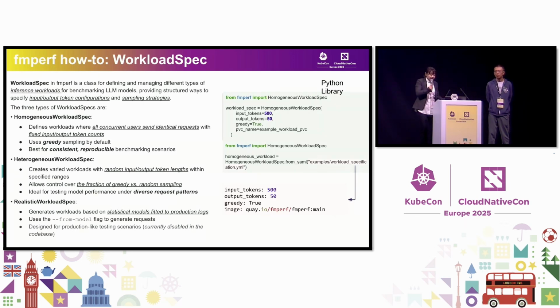And then you can define the heterogeneous workload spec that allows you to plug in different random distributions for your input-output tokens, for example. It's ideal for testing performance under diverse request patterns. And then, again, realistic workload spec is something we contributed to the open source from Fmperf. It really learned the trace patterns from our production logs, and we provide statistical modeling fitted to those production logs. So you see more realistic patterns.